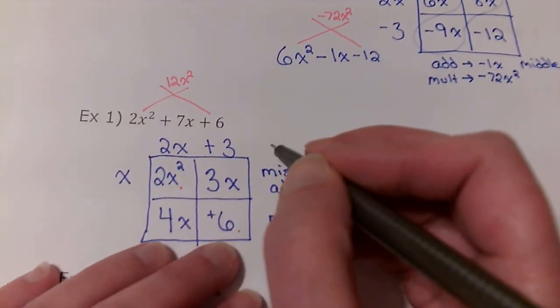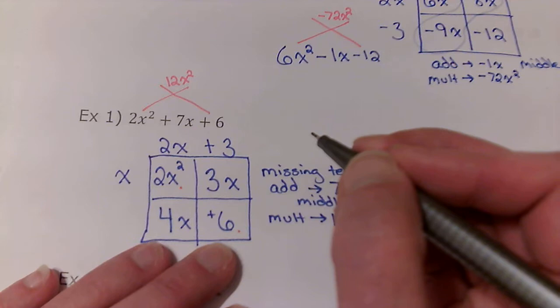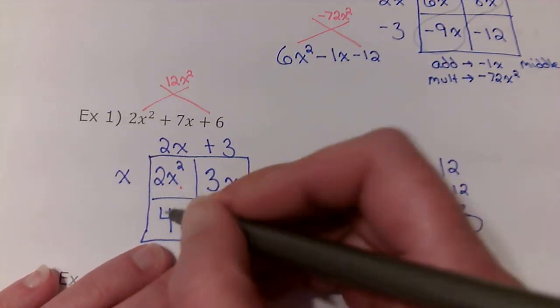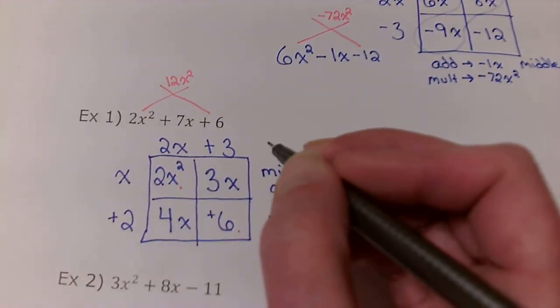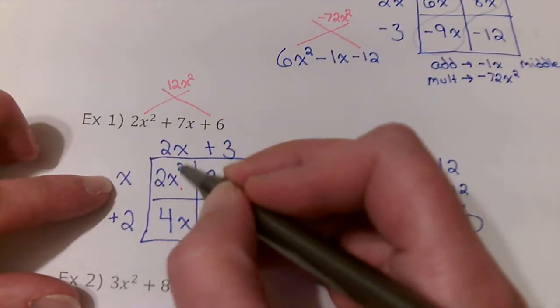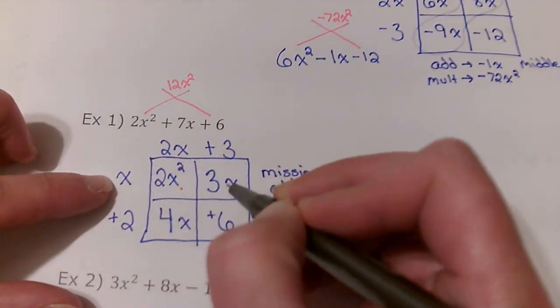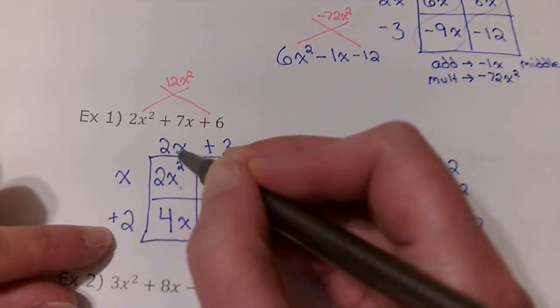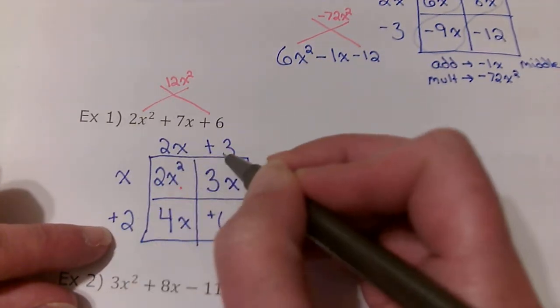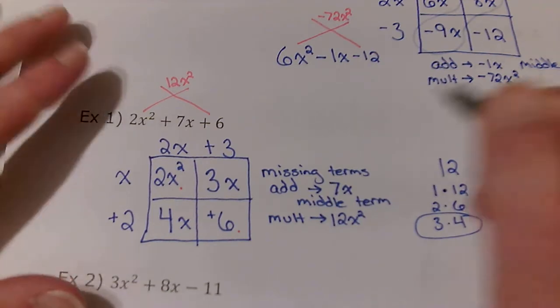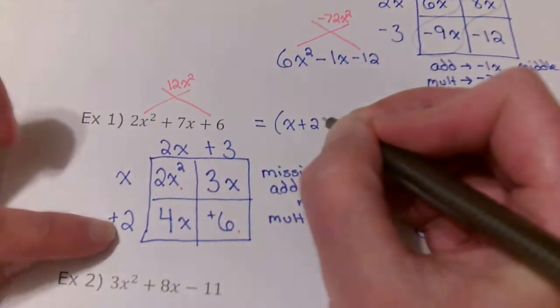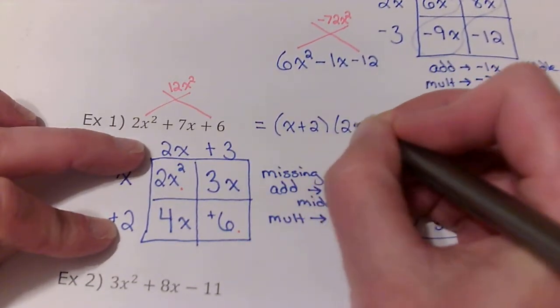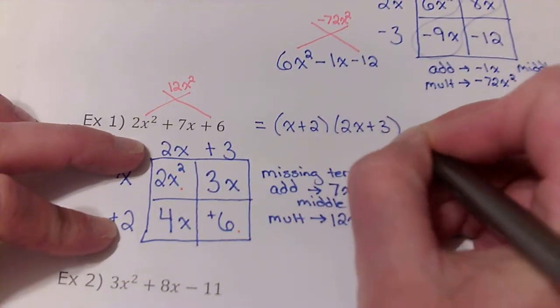Now let's do the bottom row. What do these two have in common? What's their greatest common factor? Well, both of them have a positive 2. Now let's double check. X times 2x, x times 3, 2 times 2x, 2 times 3. So my factors are x plus 2 and 2x plus 3.